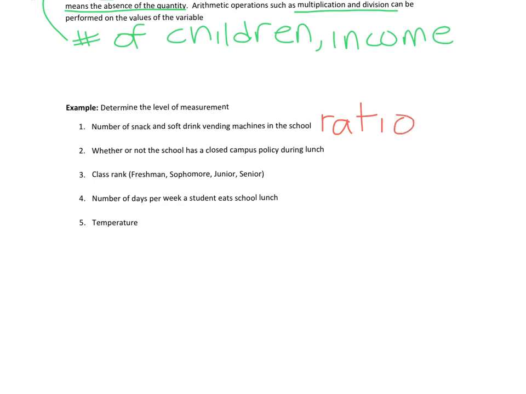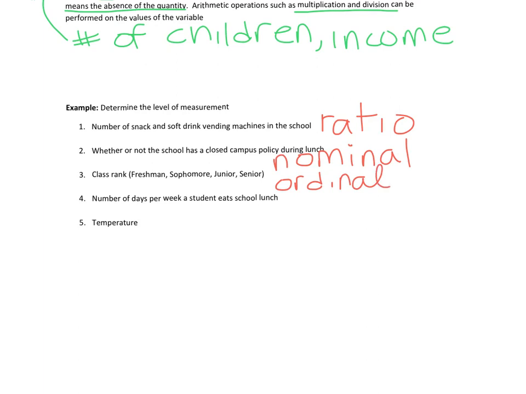Number 2, whether or not the school has a closed campus policy during lunch, it would either be closed or not closed. We can't do much with that. It's definitely qualitative, so it's either nominal or ordinal. And we can't put it in any specific order, so we're going to say nominal. Number 3, class rank. Freshman, sophomore, junior, senior, that's qualitative, and there's a natural order, so we're going to say ordinal.